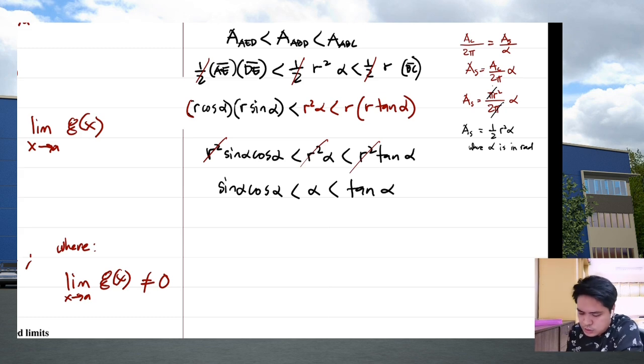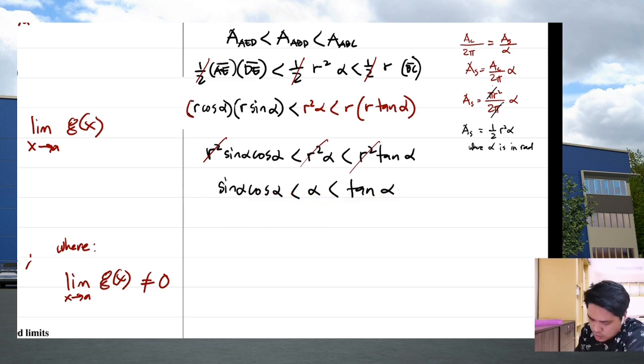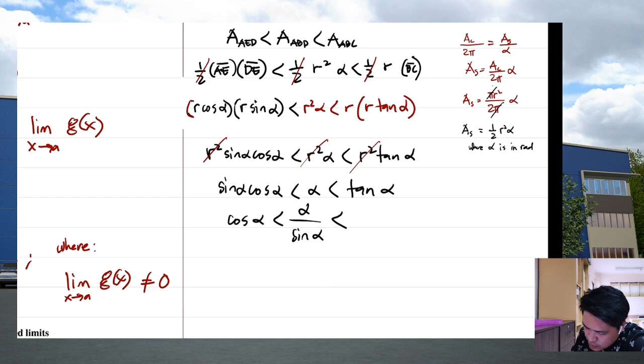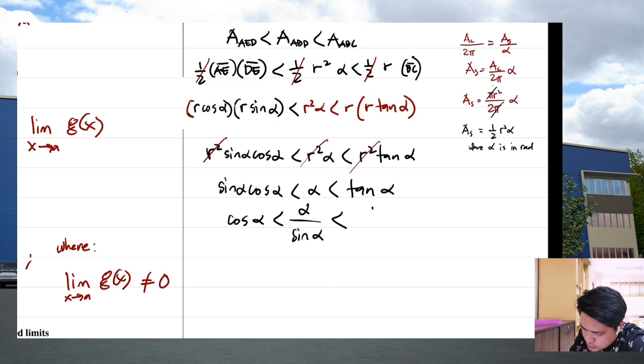So anong pwedeng gawin natin dito? Sunod, how about if we divide all terms by sine alpha? So kung i-divide natin, that would become this divided by sine alpha, that would be cosine alpha. That's less than alpha divided by sine alpha. That's less than, how about tangent? We know that tangent is sine over cosine. So if we divide that by sine alpha, cancel out to. So what will remain is 1 over cosine. So that is less than 1 over cosine alpha, or that is secant, diba?